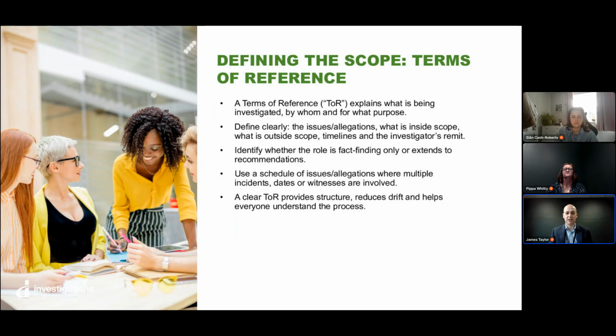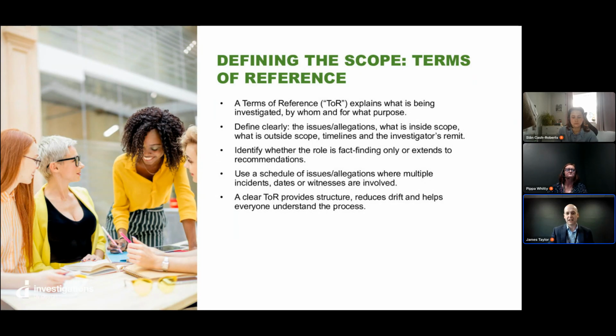It should set out the methodology, any specific instructions to the investigator, the indicative timescales, and any matters which are expressly outside the scope of the investigation. It may also identify points that are not in dispute to assist all parties.